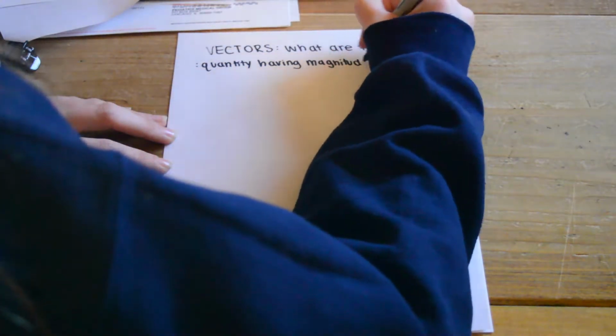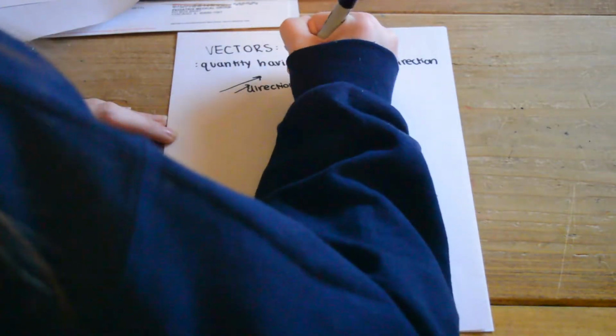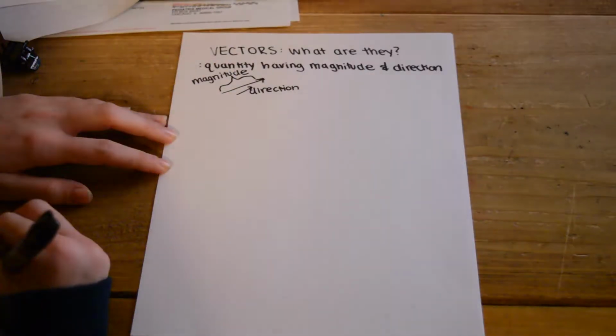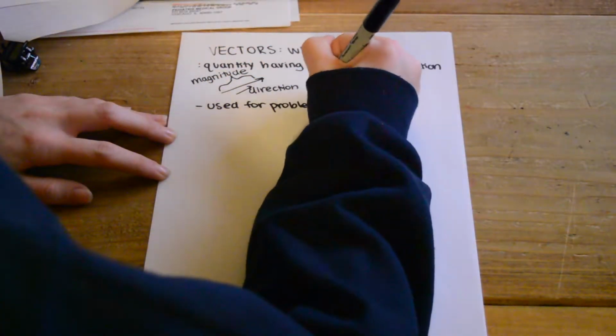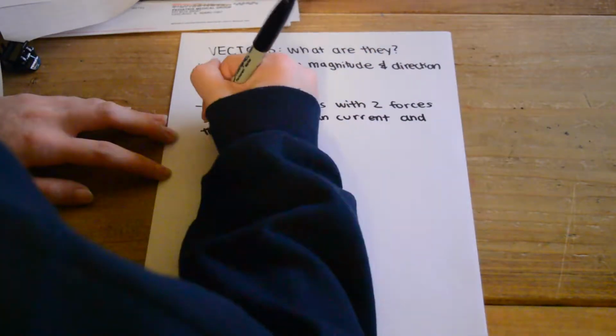Firstly, let's go over exactly what vectors are. The definition is a quantity having magnitude and direction. Vectors are used for problems with two forces. Some examples are an ocean current or the movement of a boat.